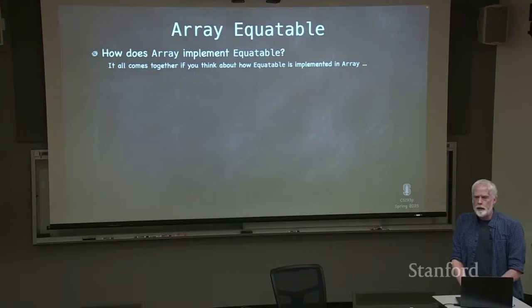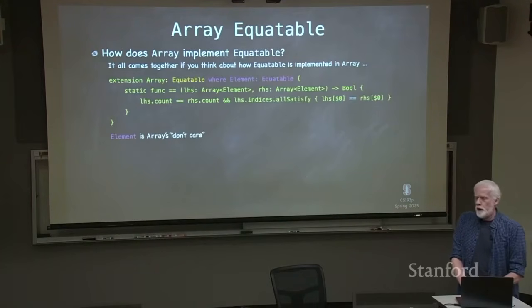So how is that implemented? What does the code inside the libraries look like for this? Well, it looks like this. Someone has created an extension to Array that implements the Equatable protocol. So first notice that we can add conformance to a protocol via an extension. Right? This is an extension to Array, and it's adding Equatable conformance.